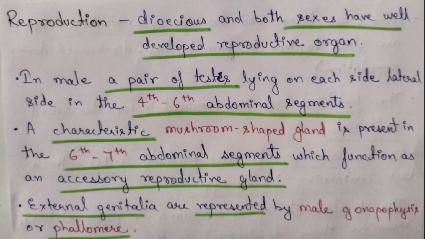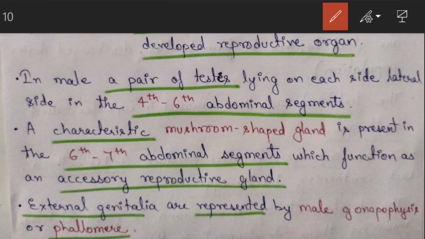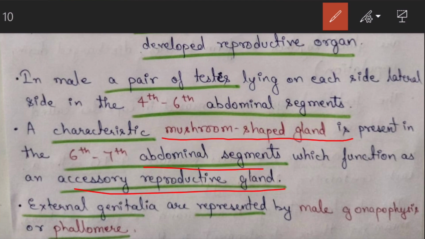Look at reproduction. They are dioecious in nature and both sexes have well developed reproductive organs. In male, a pair of testes lies on each lateral side in between the 4th and 6th abdominal segment. A characteristic mushroom shaped gland, you must remember this, is present in the 6th and 7th abdominal segment, which functions as accessory reproductive gland. External genitalia is represented by male gonapophysis or phallomere. You must remember this term, phallomere.